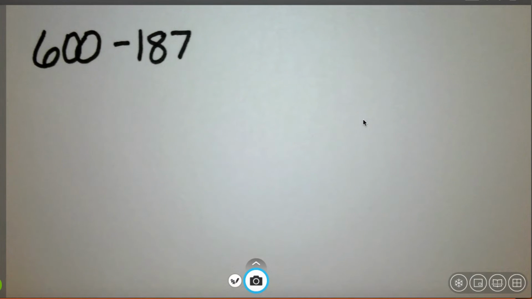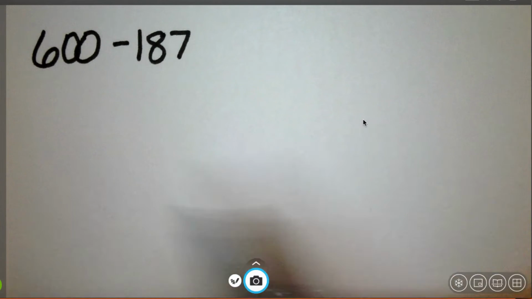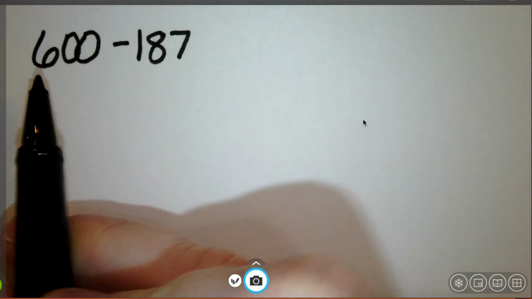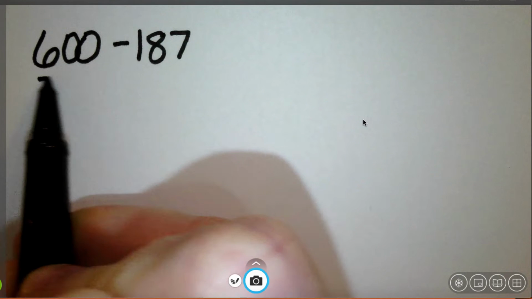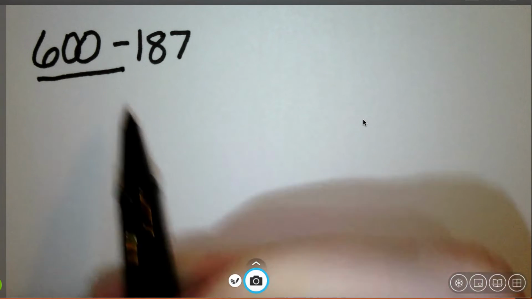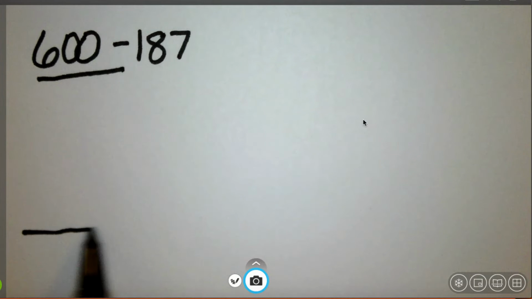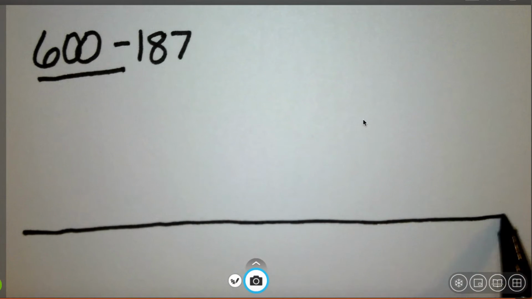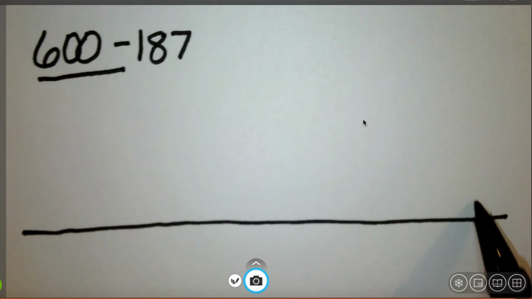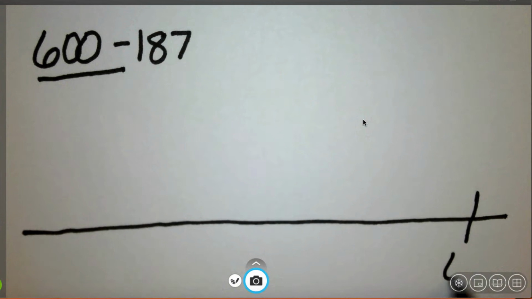So I'm going to show you a different strategy. I'm going to use the open number line. Now I know I have 600. That's the number I'm going to be subtracting from. So I'm going to start by creating my number line. And I'm going to put 600 on this side of my number line because since I'm subtracting, I'm going to be going back.